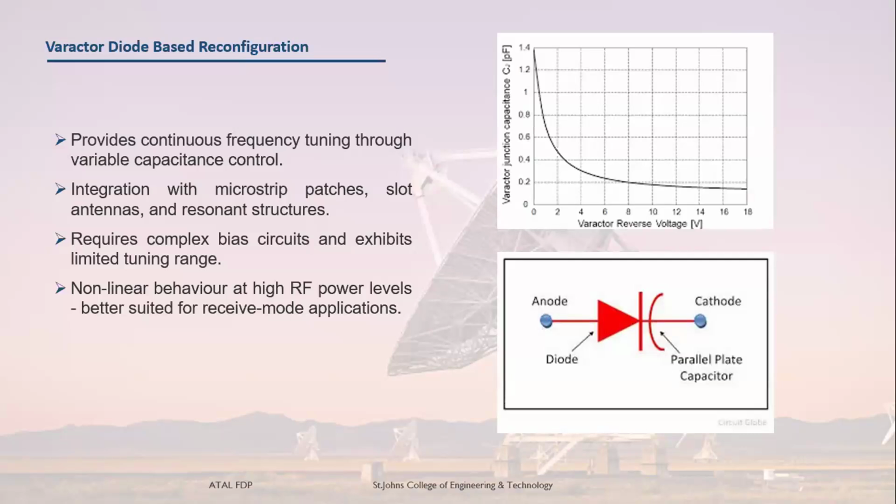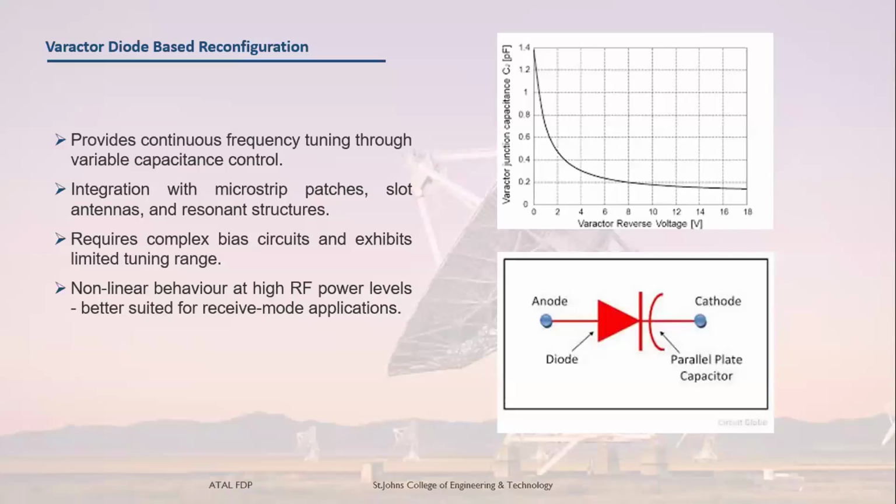Varactor diode. It's a varactor diode. Very important characteristic of my varactor diode is changing the capacitance by applying the voltage. As you keep on increasing the reverse voltage, what is happening? The capacitance decreases. Simply, I am not changing the physical capacitor. I'm changing the biasing voltage. When I change the bias voltage, the capacitance changes.